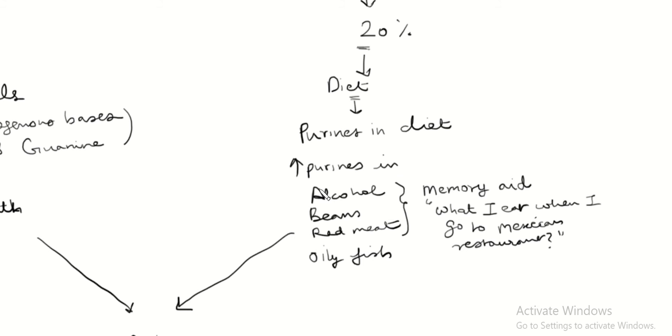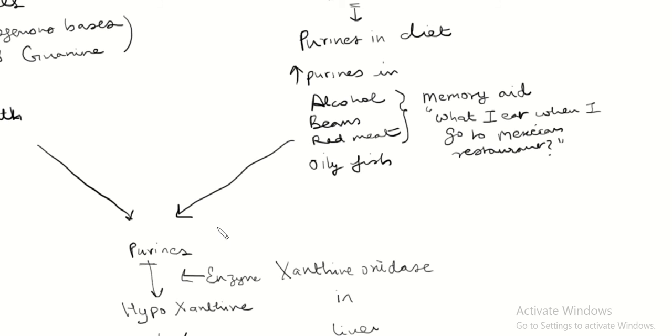So what are some of the dietary sources of purines? If you drink alcohol, if you eat beans, if you eat red meat, if you eat oily fish, these are some of the things that are high in purines. So how do I remember it? These are things that I used to eat when I used to go to the Mexican restaurant. So alcohol, beans, and red meat. Like I said, it's just a mnemonic for me. You guys can use whichever one you want to. And that actually gives you purines.